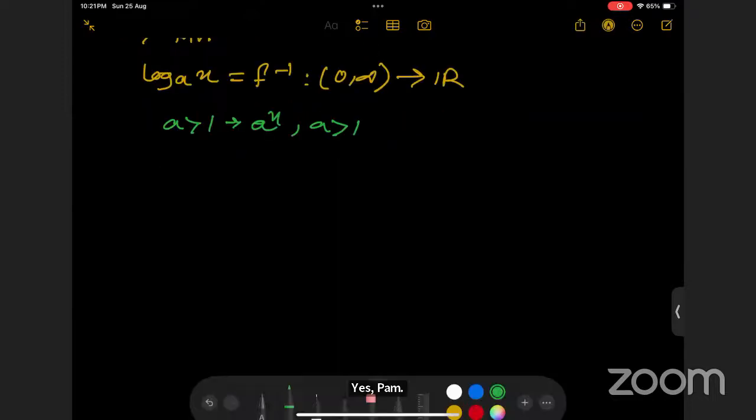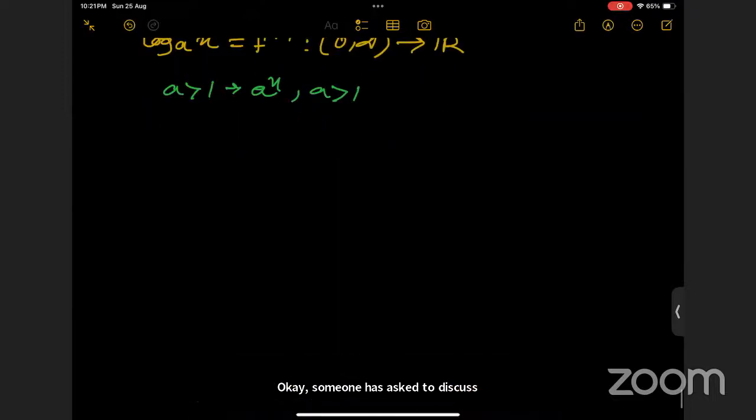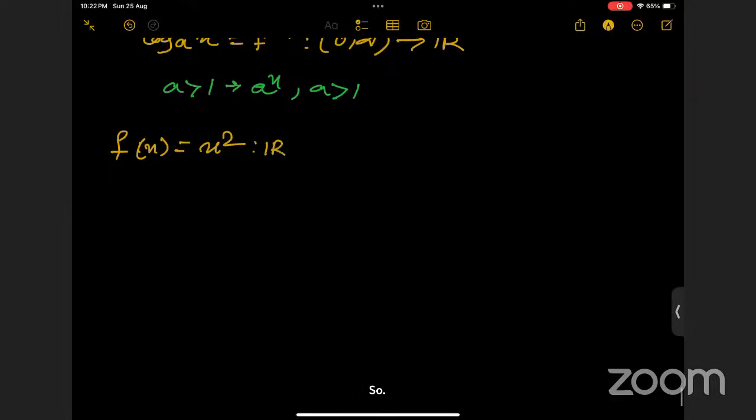Okay. Someone has asked to discuss some example. So suppose we have f(x) equals x square. What is the domain and codomain for this function? Let's talk about the domain first. Domain means if you are taking something as the domain, then f should be defined at each point of the domain, right? So the domain is R. What is R? Real. And what is the codomain? 0 to infinity.